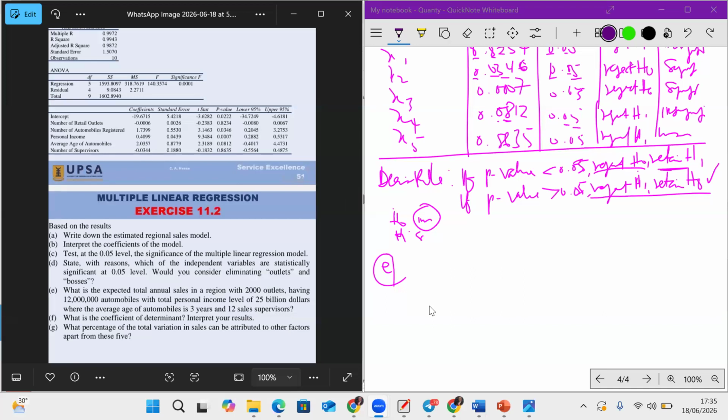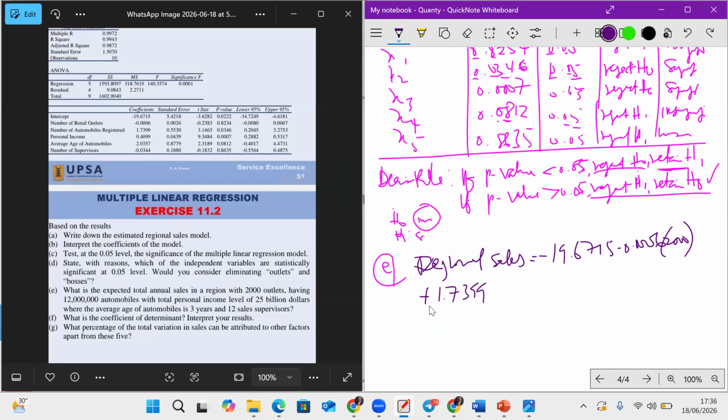So regional sales equals the negative 196715, right? Then minus 0.0006. What is the value for X1? The outlets, 2000, right? Then plus 1.7399. X2, I'll not write X2. I'll multiply it by the 12,000. So let me just use 12,000 here. Automobiles plus 0.4099 times X4. I'll not bring the X4. I'd rather write 25 billion.